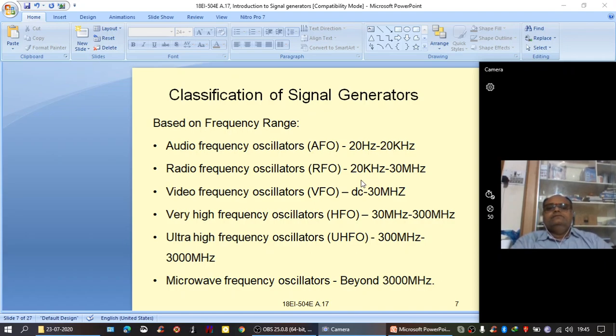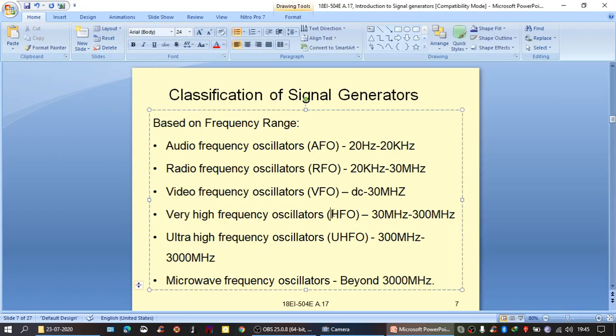Next, video frequency oscillators. The range of signal frequencies is from DC, that is 0 Hz, to 30 megahertz. Very high frequency oscillators, VHFOs.